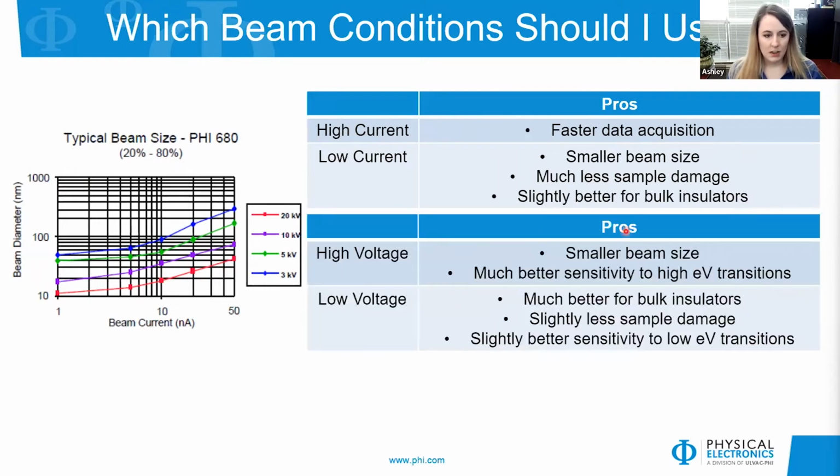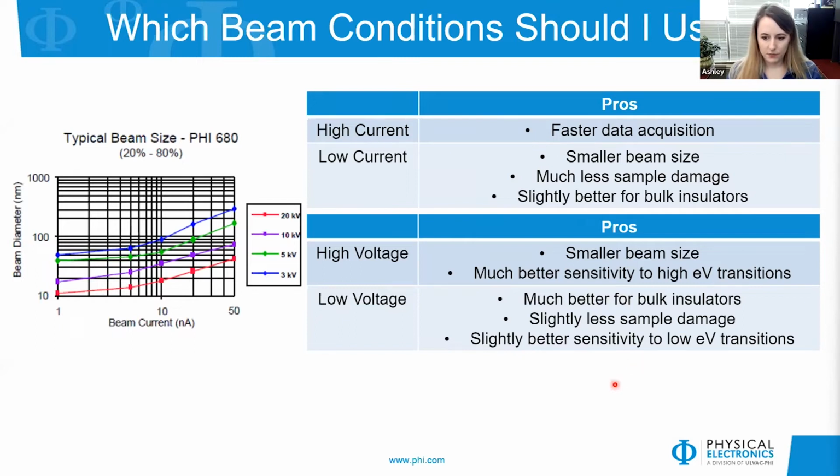For voltage, the advantage of using high voltage is that you get a smaller beam size and much better sensitivity to high energy Auger transitions. Low voltage provides better performance on bulk insulators, slightly less sample damage, and slightly better sensitivity for low eV Auger transitions.